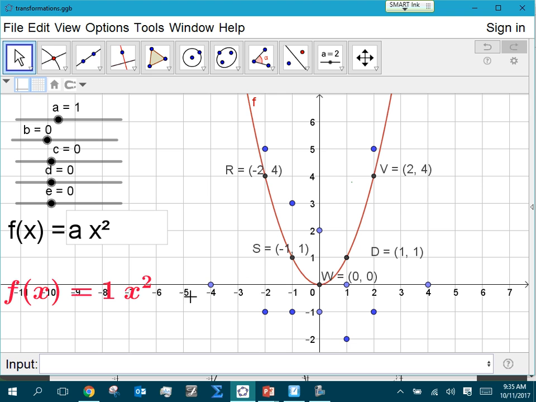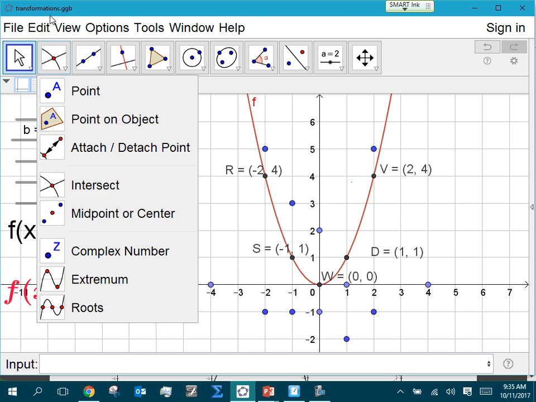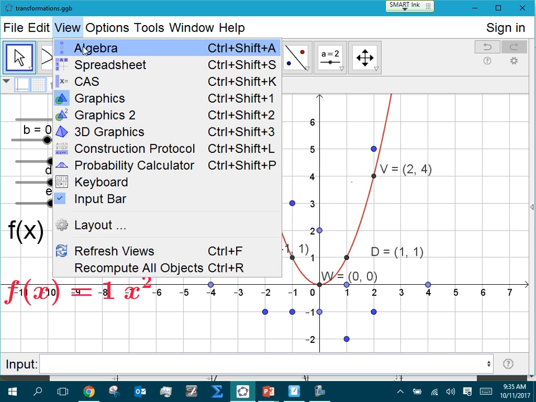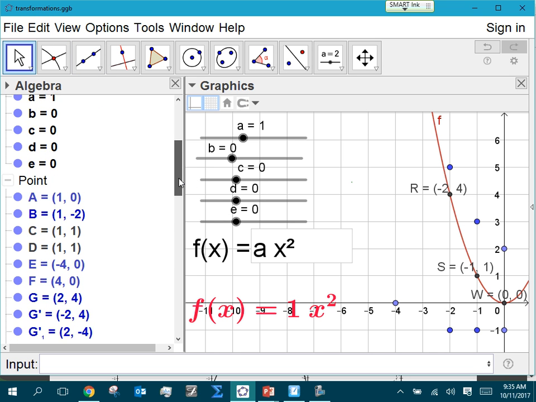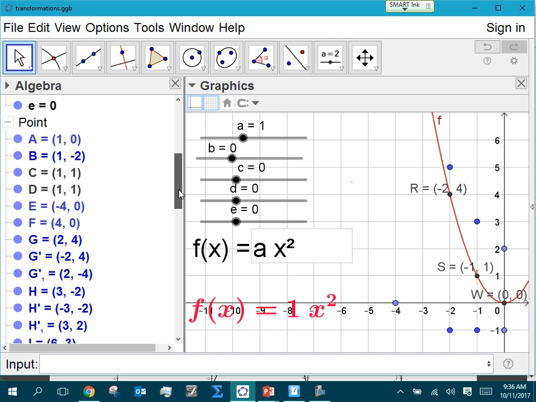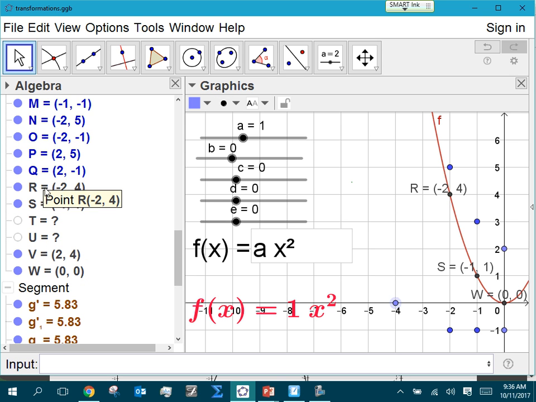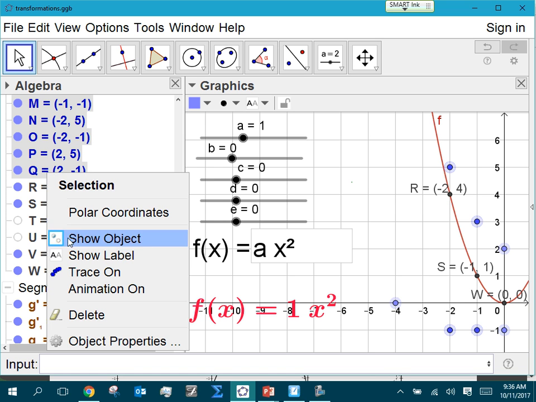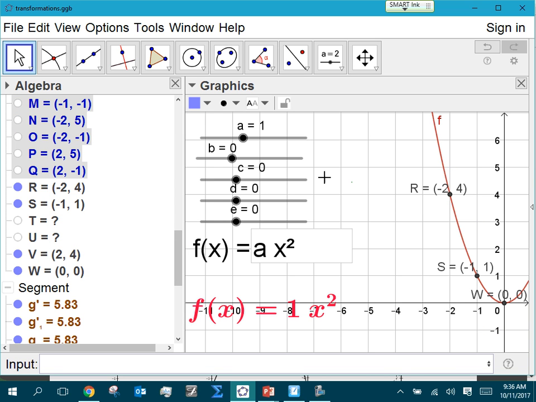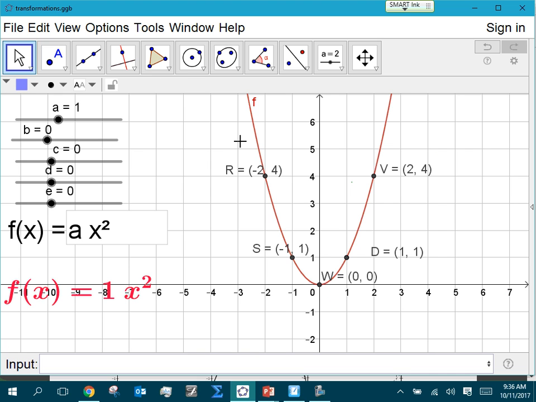What are all these blue points? Give me one real quick second. I hid the lines. It didn't hide these blue points. There we go. All right. So those are the key points that we know from that parent function.